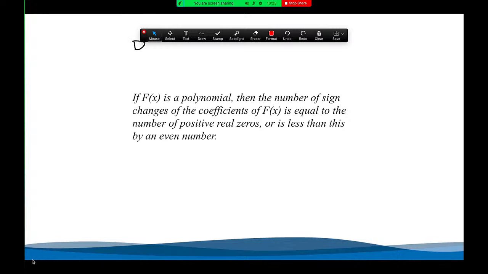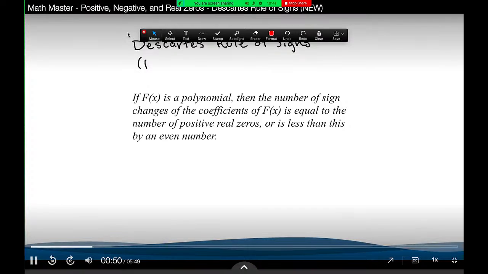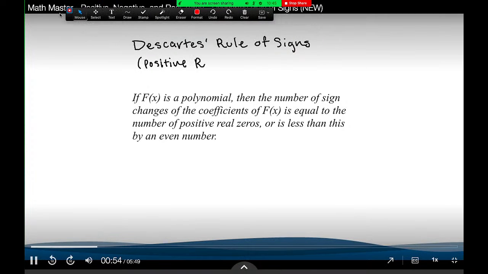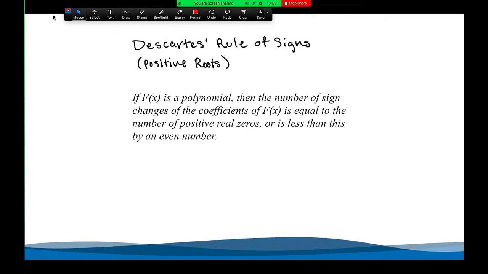This first rule is called Descartes' rule of signs. This is telling us how many of the roots of a polynomial are positive and how many are negative. So let's start with the positive roots. For positive roots, if f of x is a polynomial, then the number of sign changes of the coefficients of f of x is equal to the number of positive real zeros, or is less than this by an even number. This is a good definition, but it can be a lot.